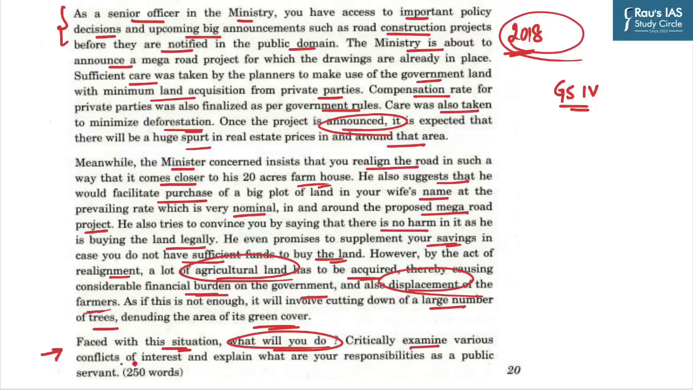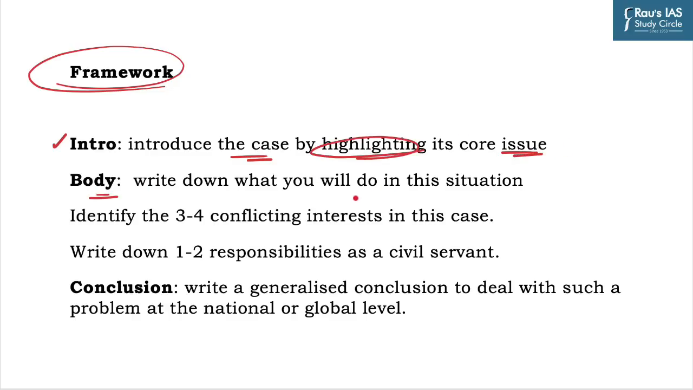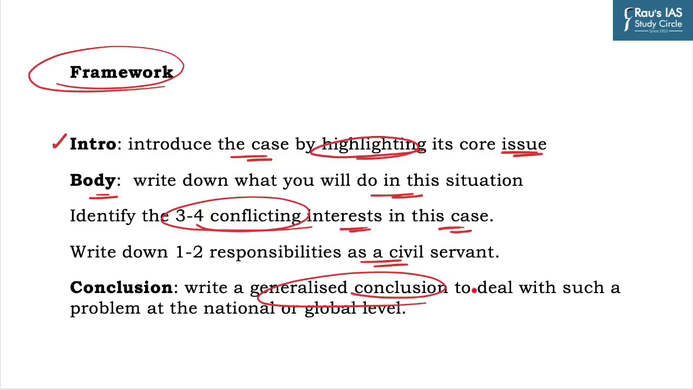Critically examine various conflicts of interest and explain what your responsibilities are as a public servant. You need to answer this question in 250 words. The framework which you can follow for this case study is, first of all, you need to introduce the case by highlighting the core issue. And in the body, you need to address the core demand of the question, that is, what you will do in this particular situation. Also, you need to identify 3 to 4 conflicting interests in this case. And finally, your responsibilities as a public servant. You can conclude this answer with a generalized conclusion to deal with such a problem at national or global level.